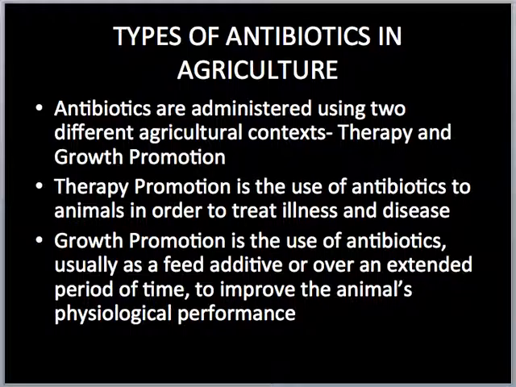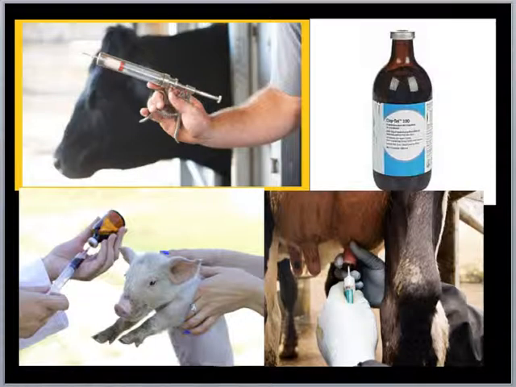Now, types of antibiotics in agriculture. Antibiotics are administered in two different agricultural contexts: therapy and growth promotion. Therapy is the use of antibiotics on animals in order to treat illness and disease. Growth promotion is the use of antibiotics, usually as a feed additive over an extended period of time, to improve the animal's physiological performance. Here we have a graphic and some photos showing antibiotics being administered to different farm animals.